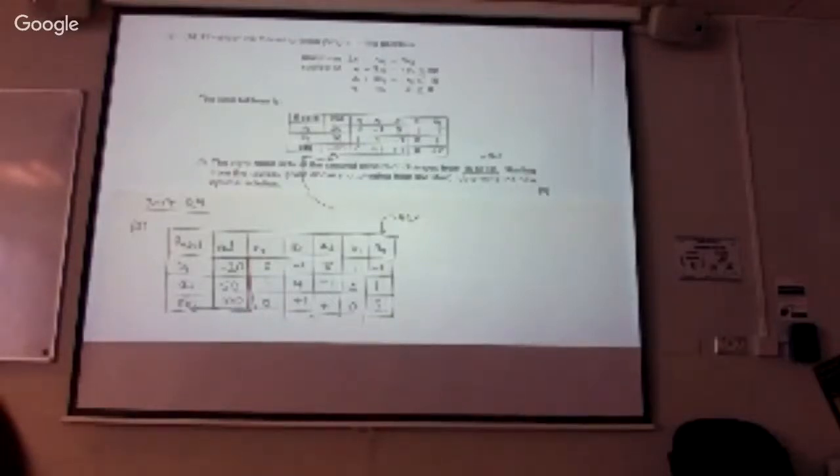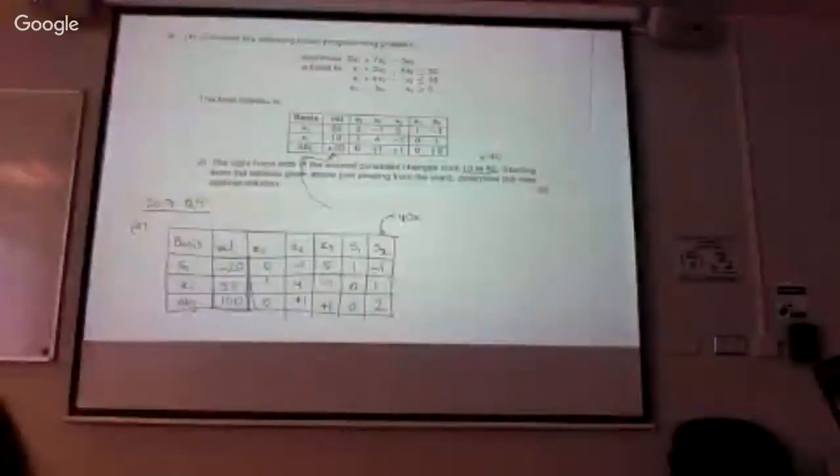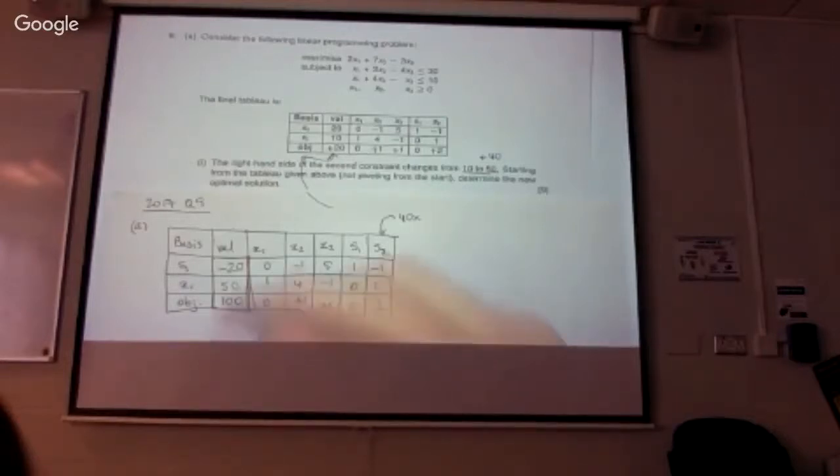So what's next? Got to dual pivot. Why? Because there's a negative number in the val column. There's a negative value in the val column. You have to dual pivot. Where do you dual pivot?